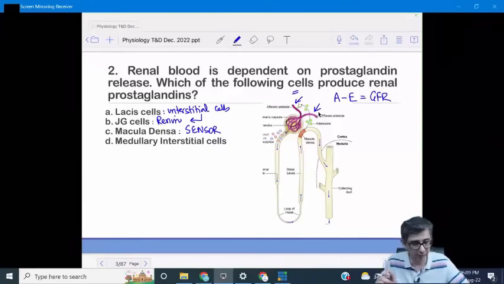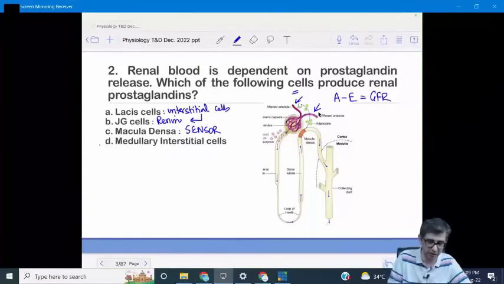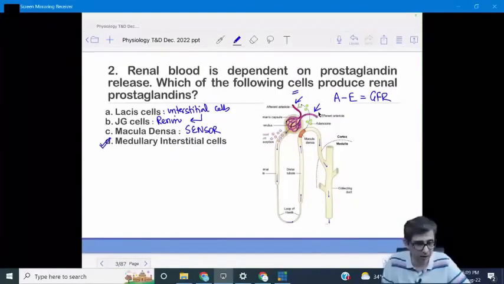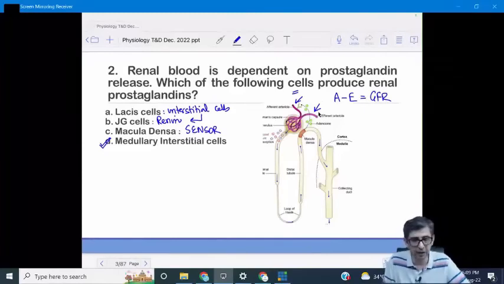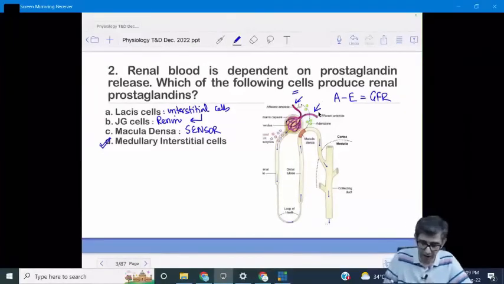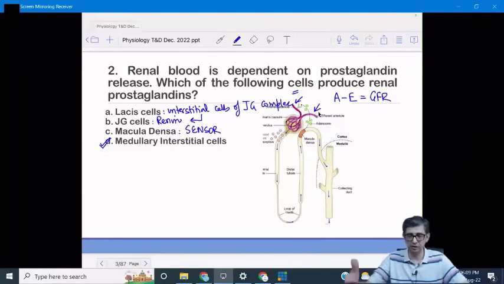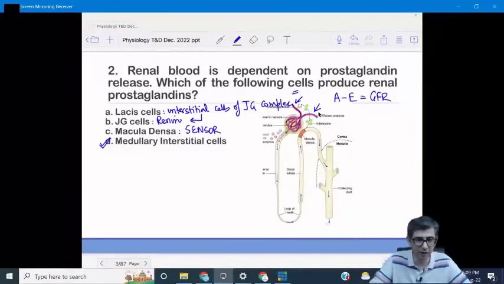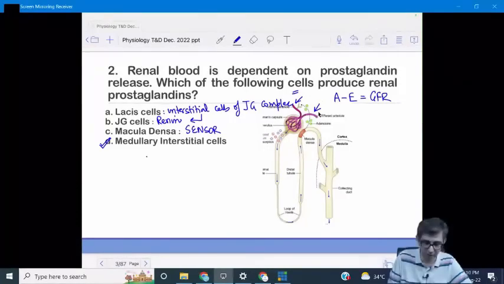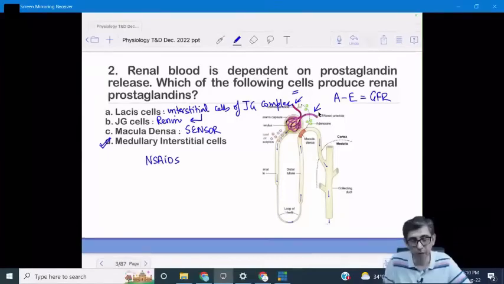The major site of synthesis of prostaglandins is the medullary interstitial cells. The correct answer between option number A and D had to be selected as option number D. Interstitial cells of the JG complex is how I can help you remember the lacis cells. They are just giving support, but they are not producing anything. But in the medulla of the kidney, the medullary interstitial cells are the ones responsible for production of prostaglandins. And this also explains why NSAIDs can contribute to development of renal failure.